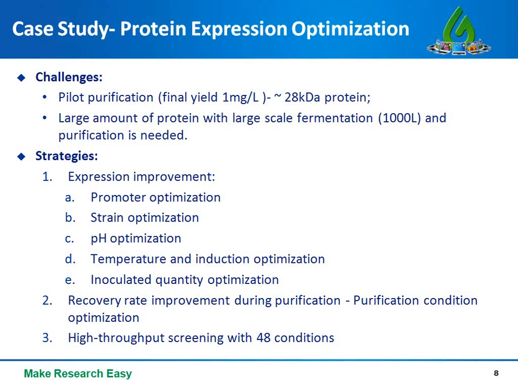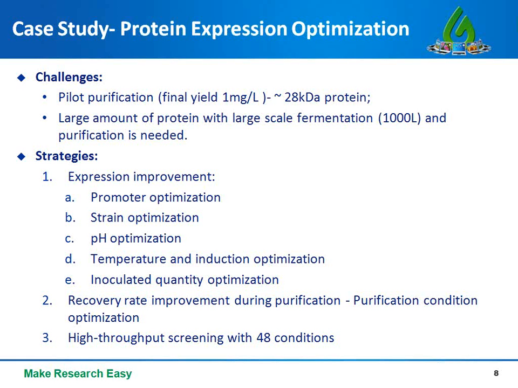Here, I would like to share with you a protein expression optimization case we did at GenScript. A customer had challenges on expressing a 28 kD protein in large scale. The yield was low, only 1 mg per liter culture, and the protein can only be purified from the soluble part. The customer needs large amount of purified protein. Therefore, the 1000 liter scale fermentation and purification is needed.